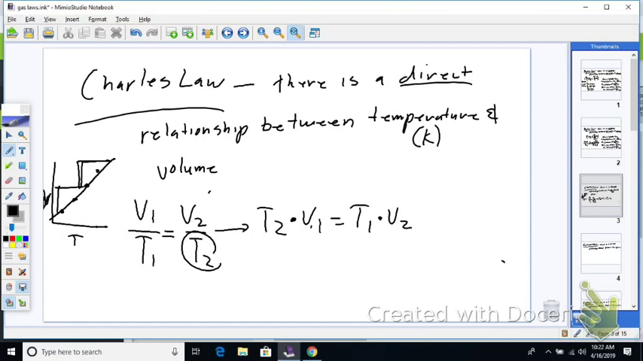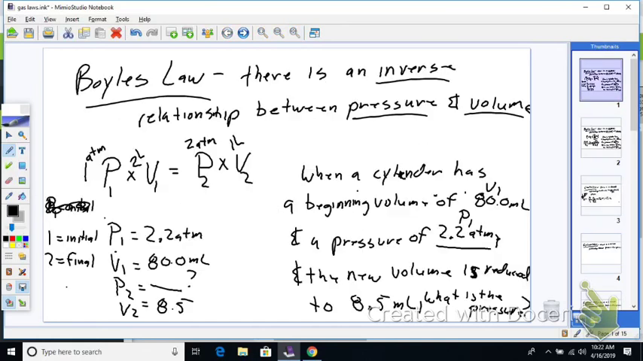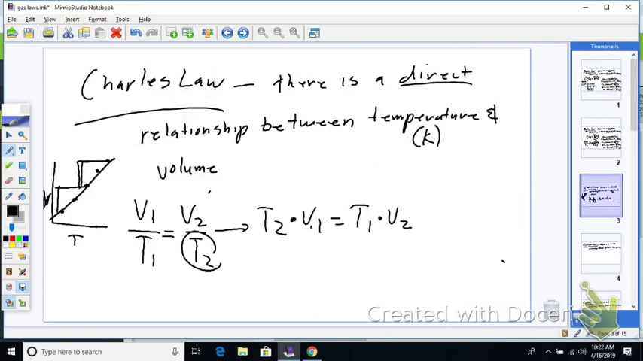Invariably, students get in a rush, and they'll write this law wrong. What do you think they'll write in place of this instead of what's there? They'll get it confused with this one here. So this is a common mistake students make. They'll write T1 times V1 equals T2 times V2. That's a direct relationship. It's not even that.